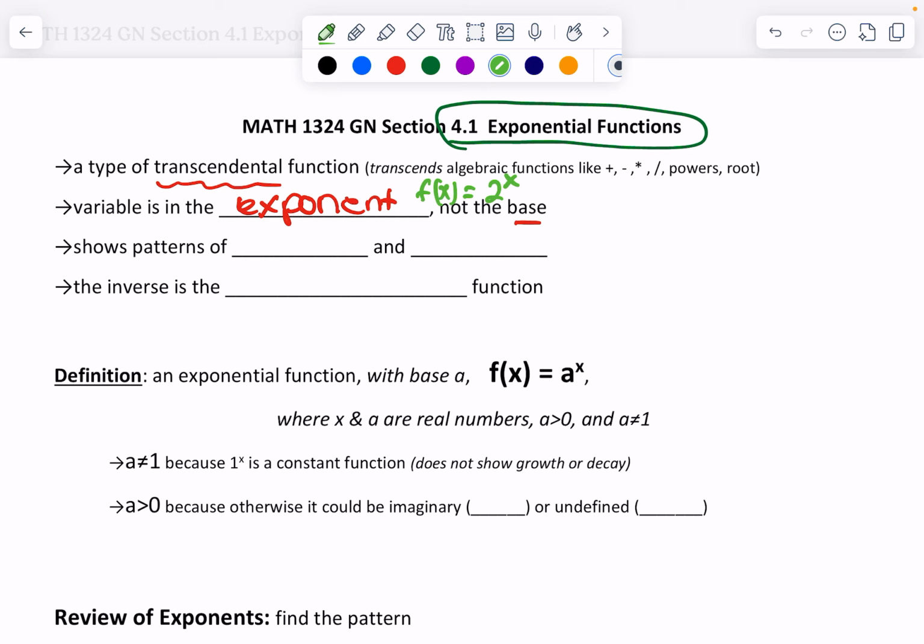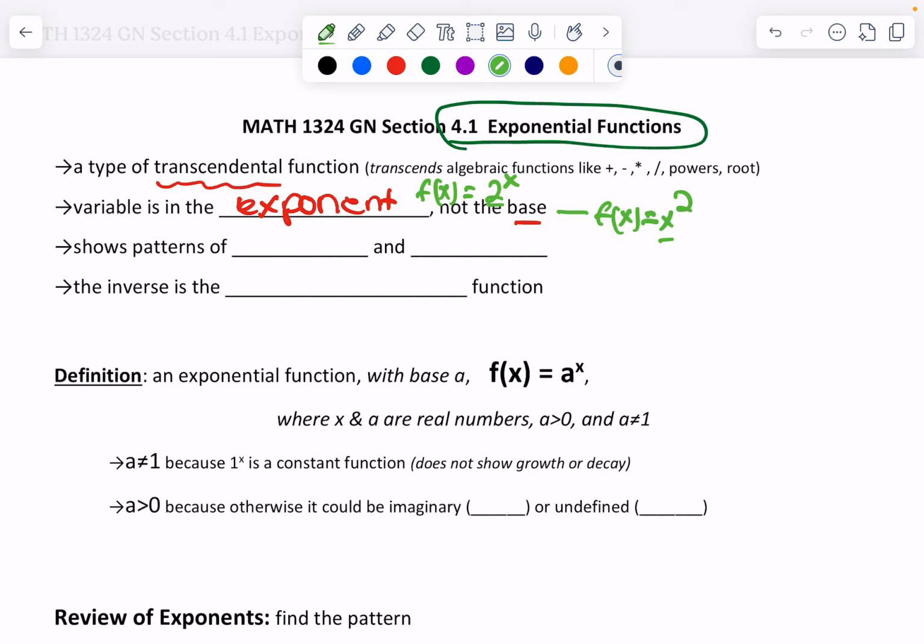Compared to if it's the base, it would be f of x equals x to the power of 2. So here the x is the base. For this one, 2 is the base, and the x is the exponent.